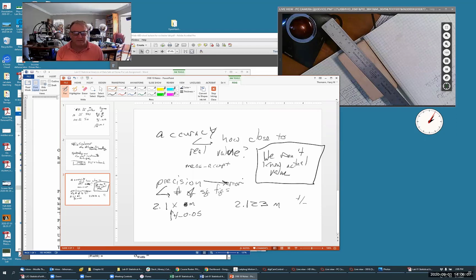And you have to be in the real world. When you publish a paper and people look at your paper and they look at your result, they're happy. But the most important thing is going to be your error, what they call the error budget.